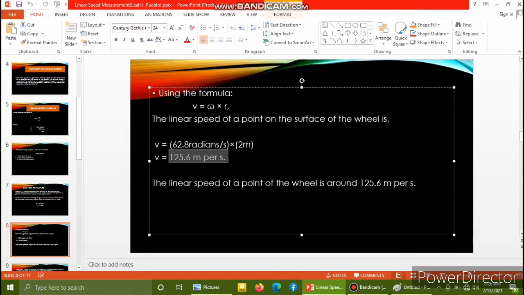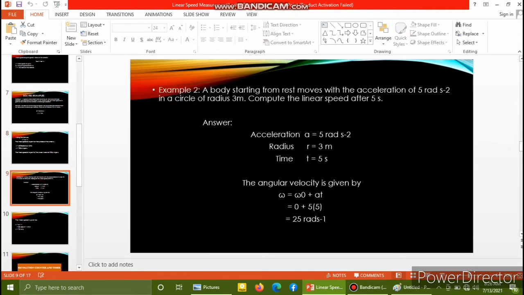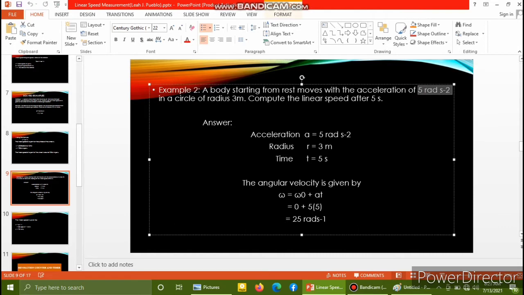So, we will proceed to example number 2. A body starting from rest moves with an acceleration of 5 rad/s² in a circle of radius 3 meters. Compute the linear speed after 5 seconds. So, this is the answer. We are given the acceleration, which is 5 rad/s². The radius is 3 meters, and the time is 5 seconds.